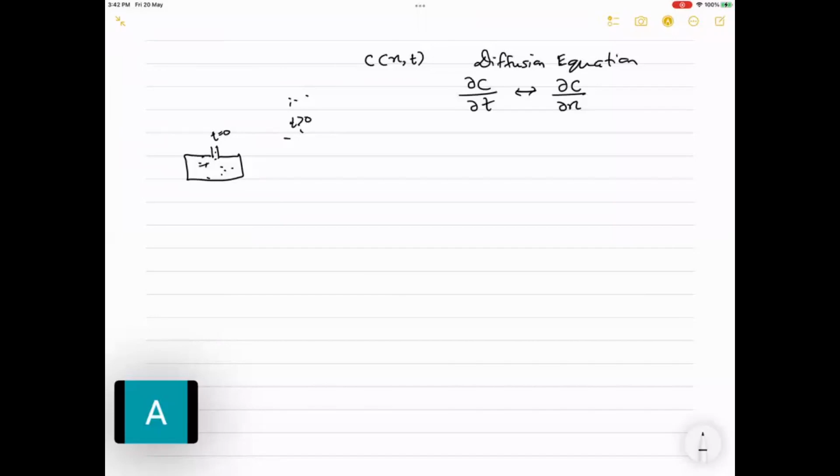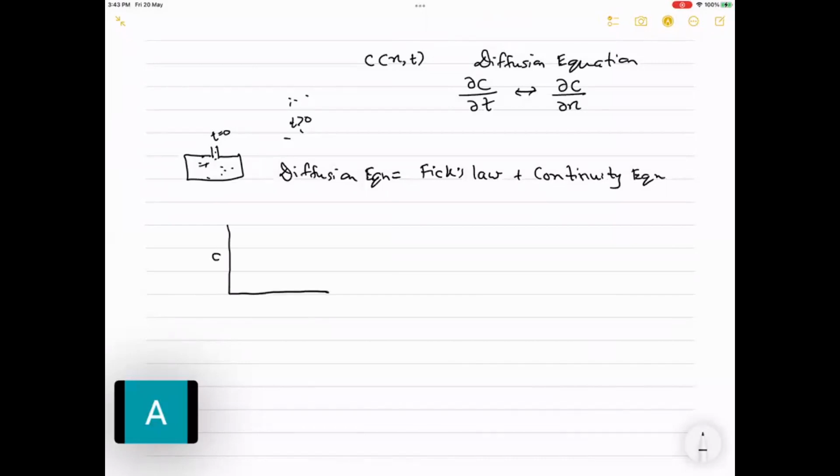And as I said, this diffusion equation can be obtained by combining two laws. One of them is called Fick's law, and the second one is the continuity equation. So let's try to see what Fick's law is and what the continuity equation is. Let me draw here three different types of concentration profile.